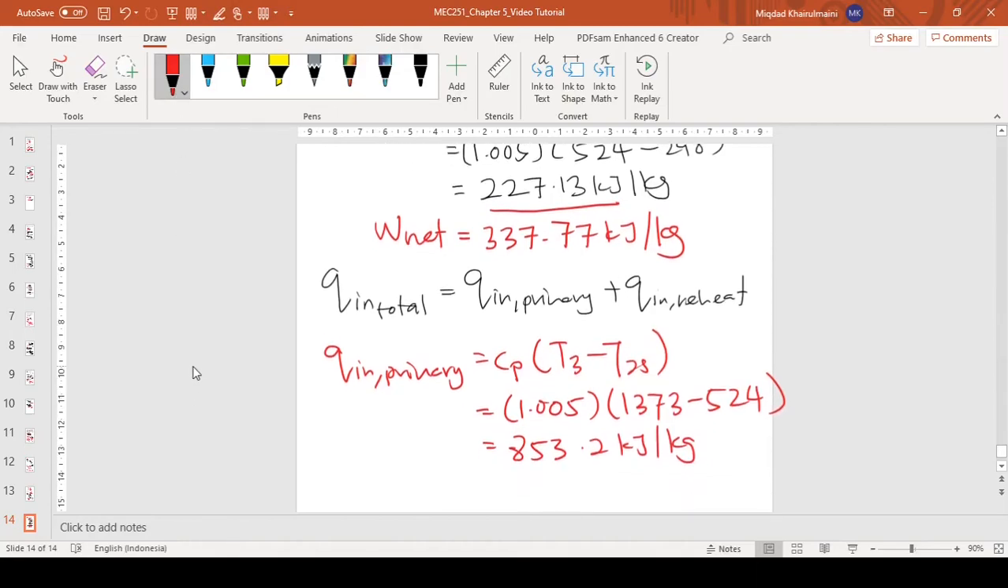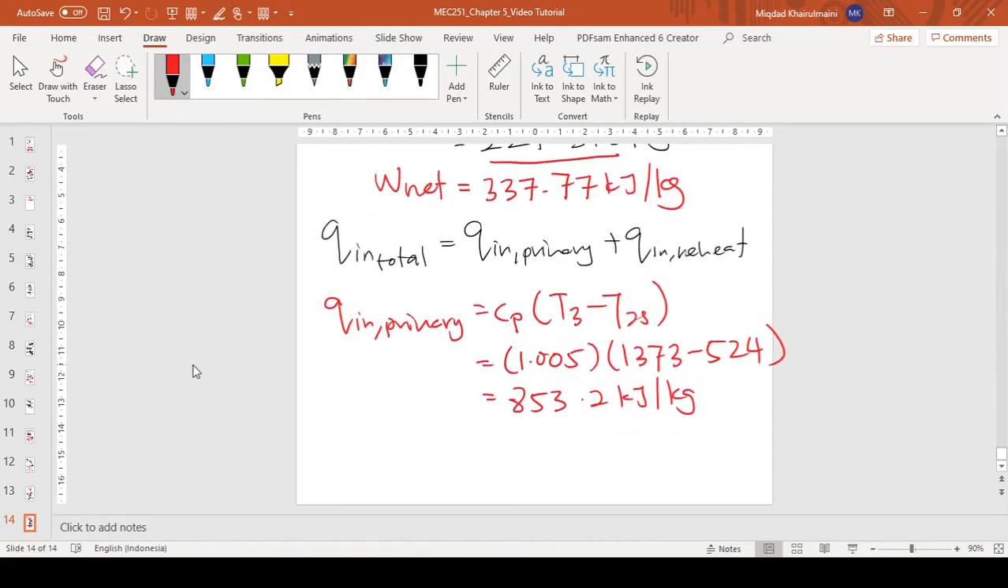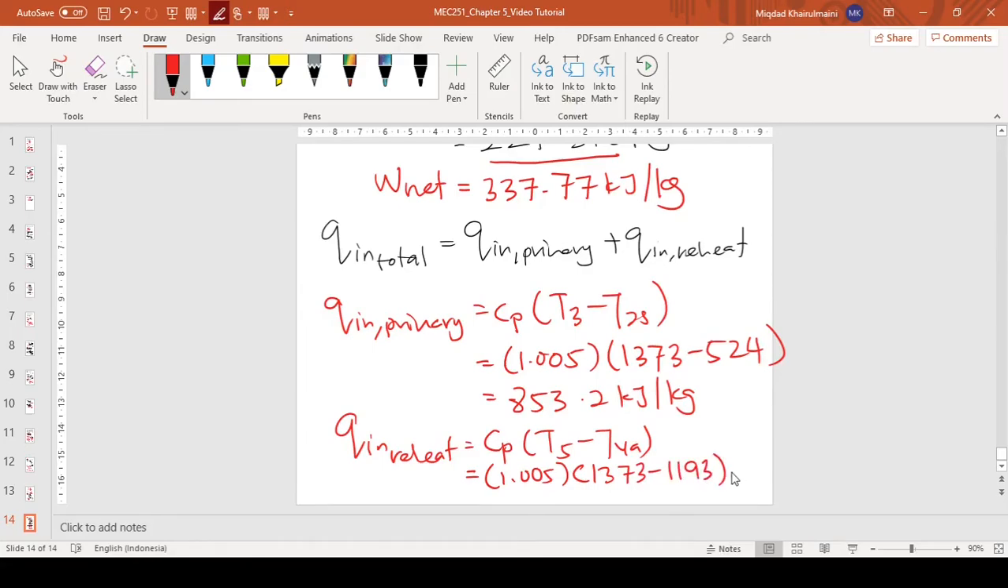Next is the reheat. Calculate here the reheat. It's Cp (T5 minus T4A). Substituting the values, T4A was 1193. So here we can get 180.9 kilojoules per kg.